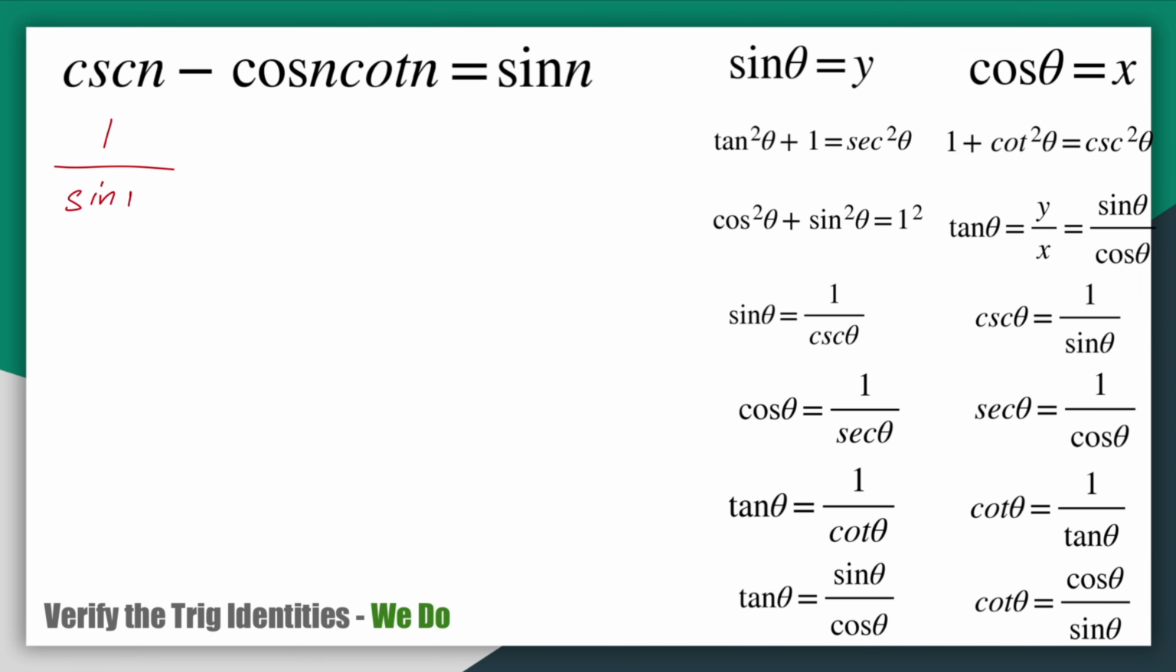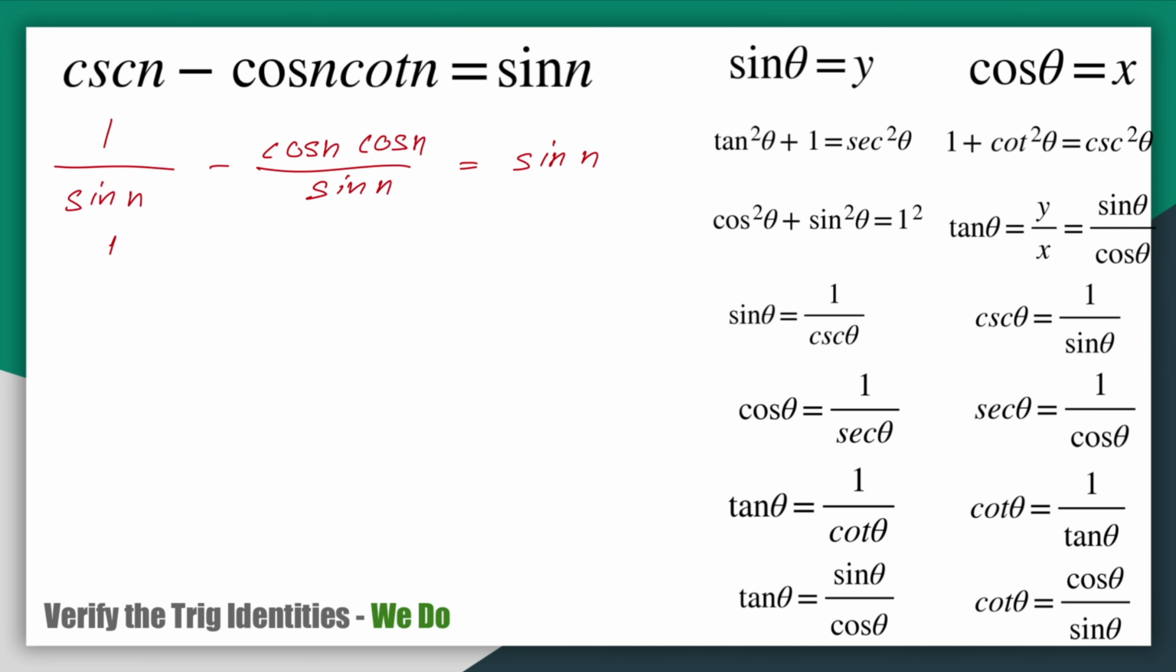Sine n minus cosine n times cosine of n divided by sine of n. It's so hard to remember that these are n's here. Okay, is equal to sine of n. Now we know that we have cosines kind of next to each other here. That's probably going to be just a cosine squared.